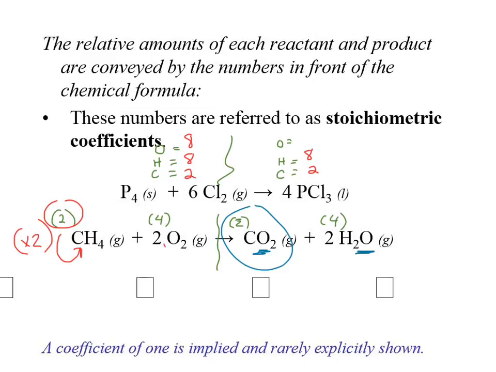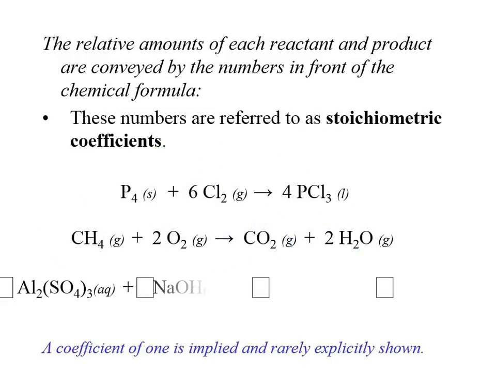So I heard 4. I have 4 there, and then how many do I have over here? 4. I also have 4. Okay, so yeah, we have 8, 8, and 2. So it's balanced. When I was first teaching this, I used to say you have to have the lowest set of stoichiometric coefficients. But now I'm kind of like, no, whatever you want to do.